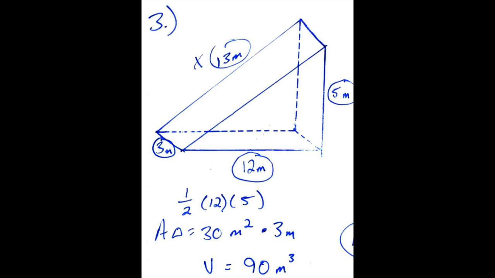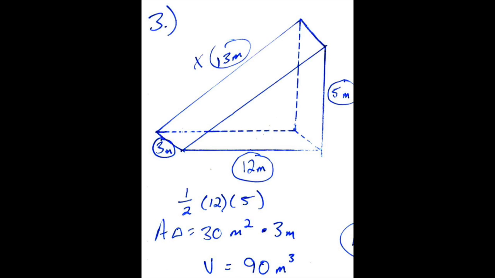The 13 meters, which is the slant height of that triangle face, actually doesn't have any use for us in this problem. If we were finding surface area or some other things like that, we would want it. But in the case of just the volume of this shape, we don't need it. So we can just ignore the 13.